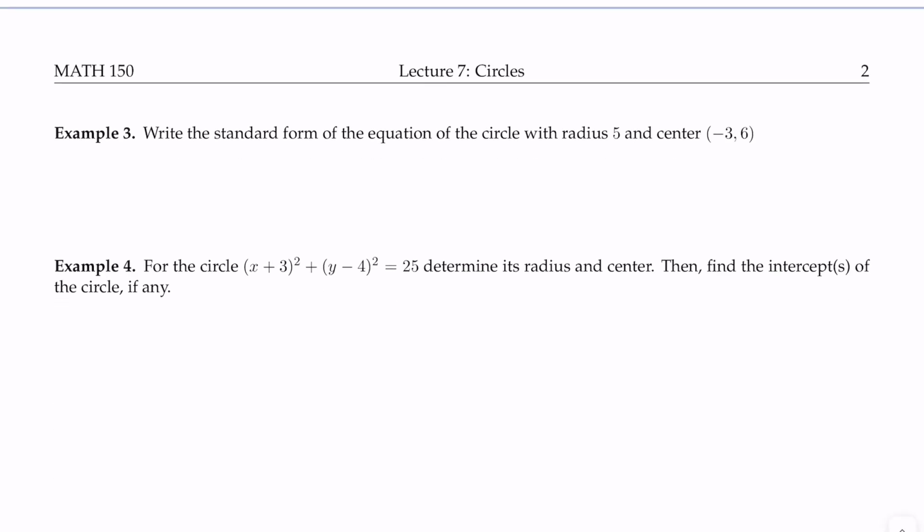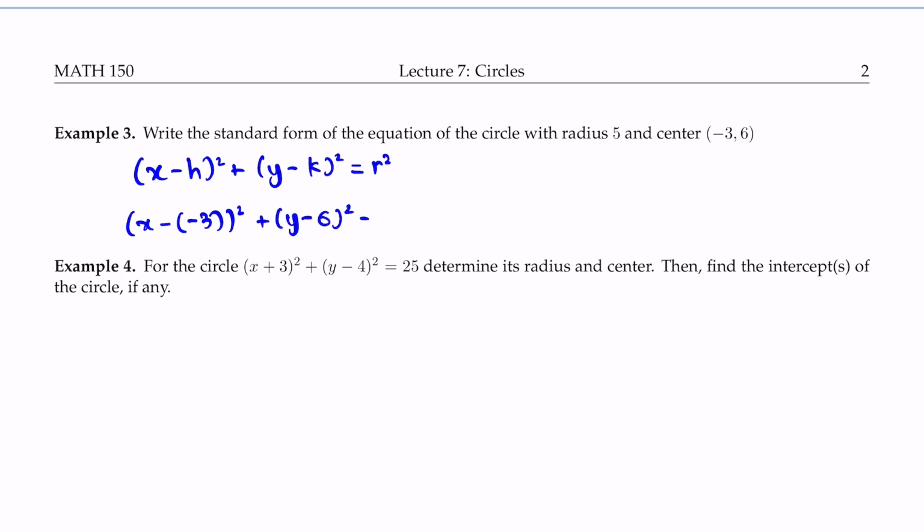Now let's move on to example 3. In example 3, you want to write the standard form of the equation of the circle with radius 5 and the center at negative 3, 6. So for standard form, you can use this formula, x minus h squared plus y minus k squared equal to r squared, for r equal to 5, h equal to negative 3, and k equal to 6. So you get x minus negative 3 squared plus y minus 6 squared equal to 5 squared. And therefore the answer is x plus 3 squared plus y minus 6 squared equal to 25.